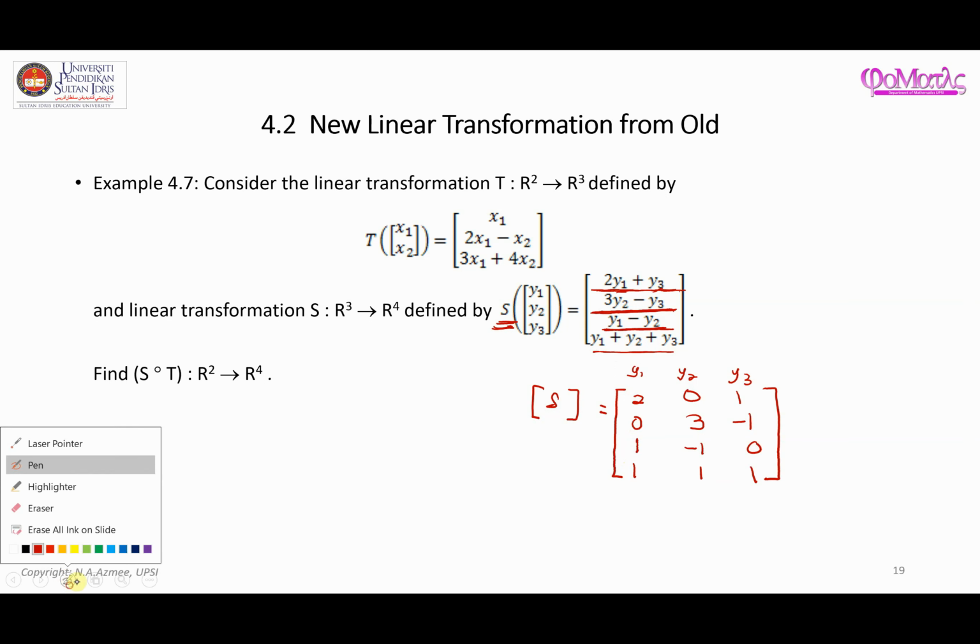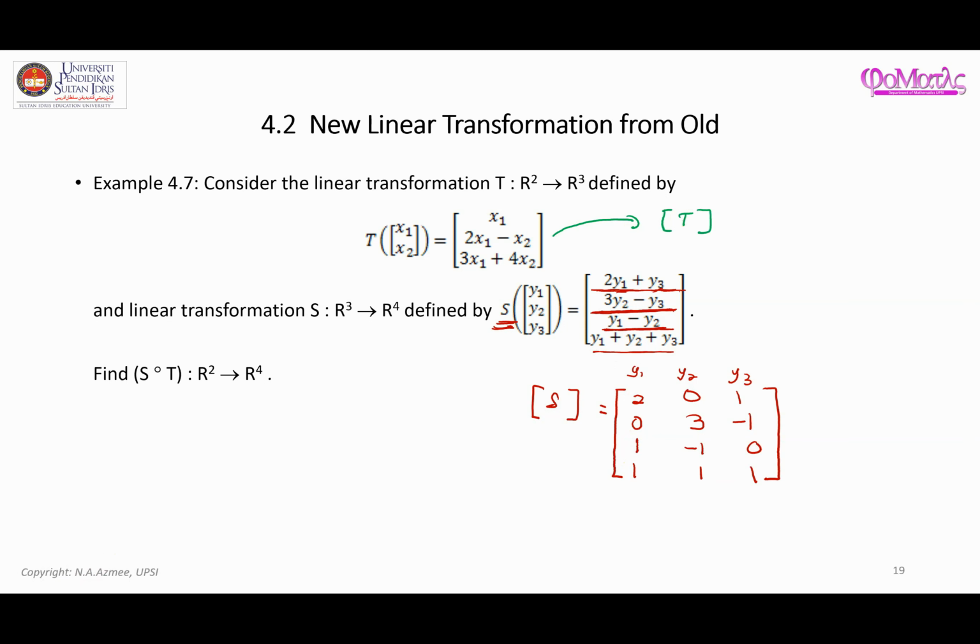Next is the standard matrix for T. Again, you can see here we only have x1 and x2. So the first line here means we have 1 for x1, 0 for x2. For the second line, 2, negative 1. And the third line, we have 3 and 4.